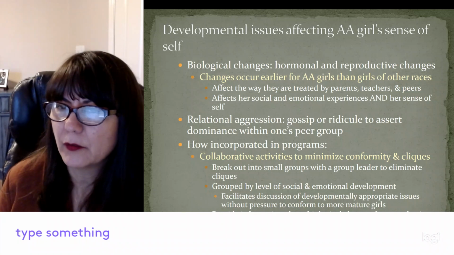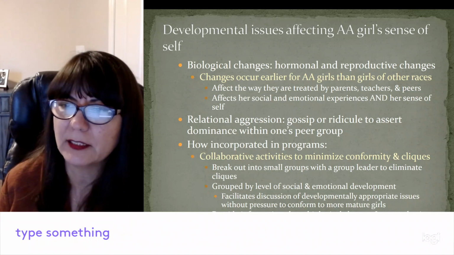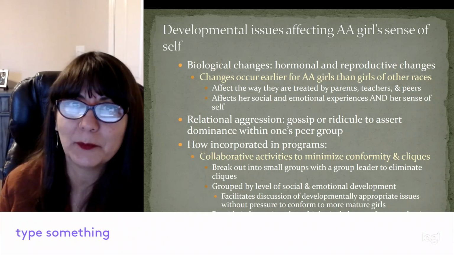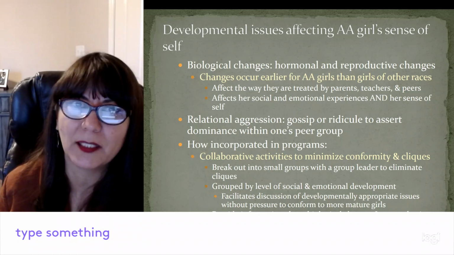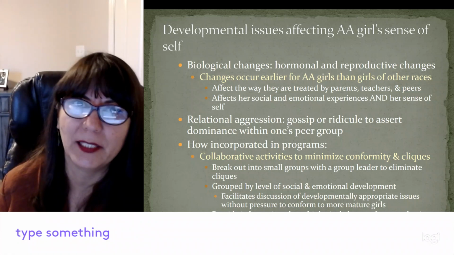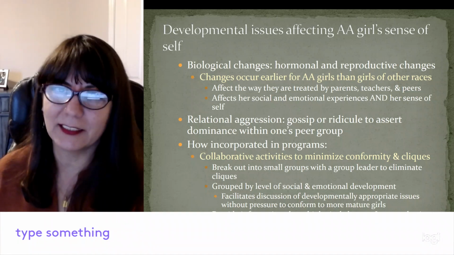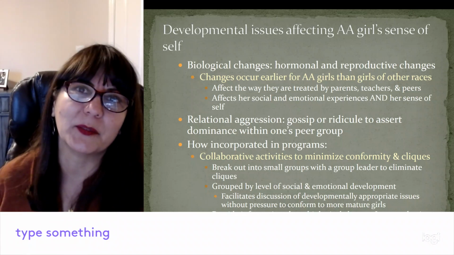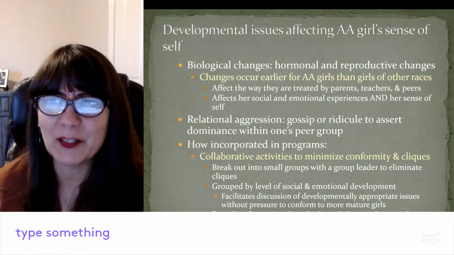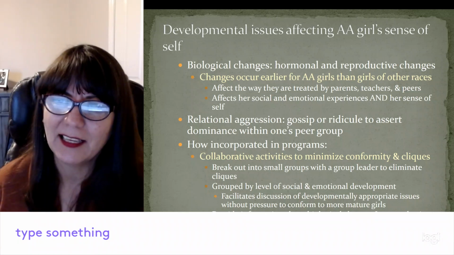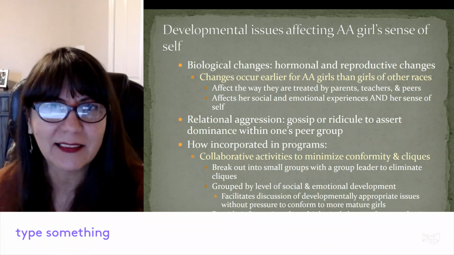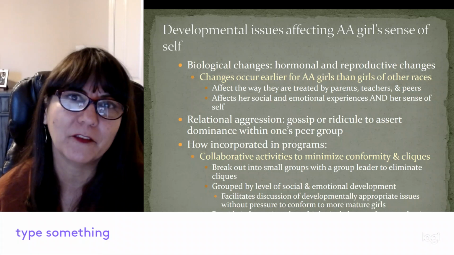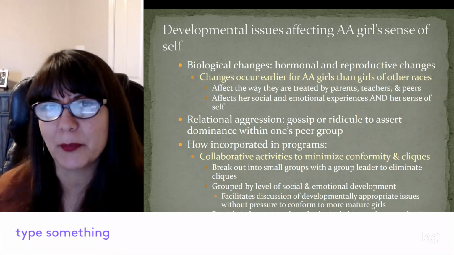So they talk about how there's also this relational aggression that is socialized among African American girls, which consists of gossiping or ridiculing others in order to assert their dominance over their peers. And so how do you take these two things, right? The awkwardness that comes with those biological changes and how you're supposed to act among your peers. How do we convert that relational aggression into something that will actually benefit the girls?